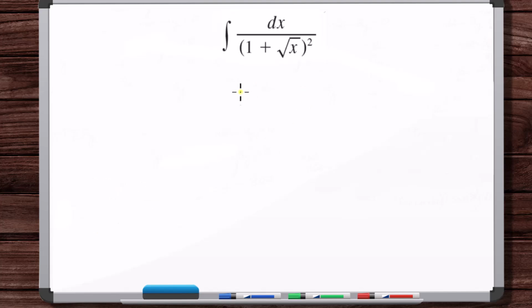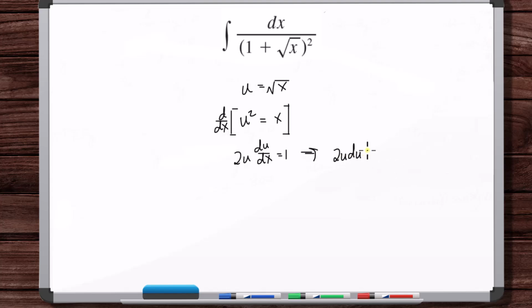Okay, we see that radical, so let's say u is equal to the square root of x. If we differentiate here, I don't see that's going to be helpful, so we'll say u squared is equal to x. 2u du dx is equal to 1. So 2u du is equal to dx. So we've got 1 plus u squared, and then dx is 2u. There we go.